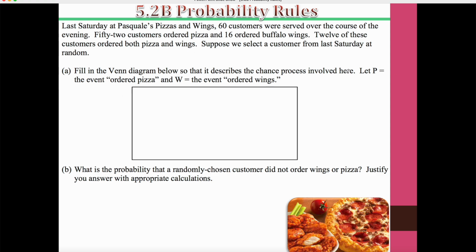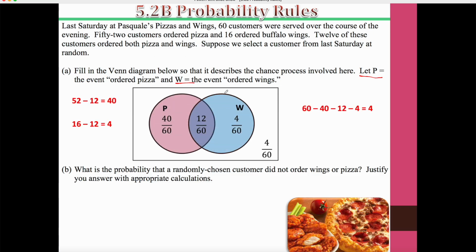If I fill in the diagram here, an important thing too as far as showing work, if we're going to be answering some of these on an FRQ, is if they don't give us a variable for these, we're going to assign some variables. And I'm choosing ones that make sense. P for pizza, W for wings. And we know there's going to be some overlap here because it tells us 12 customers ordered both pizza and wings. So let's start from that.